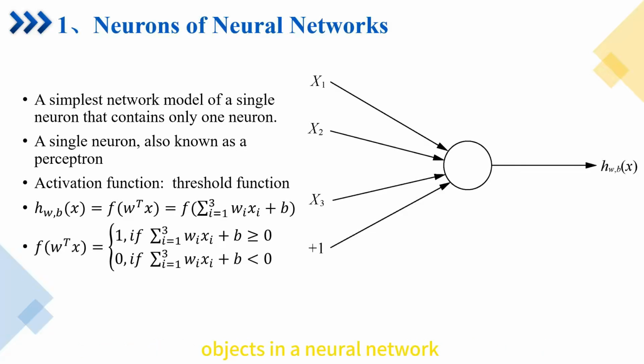objects. In a neural network, the output of a single perceptron is typically passed to another neuron or connected to the output layer to produce the final output. Multiple perceptrons can be combined to form more complex neural networks to handle more complex tasks.